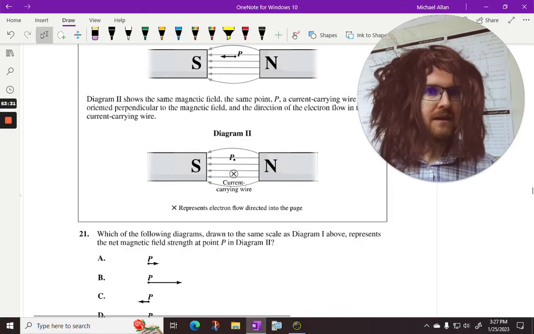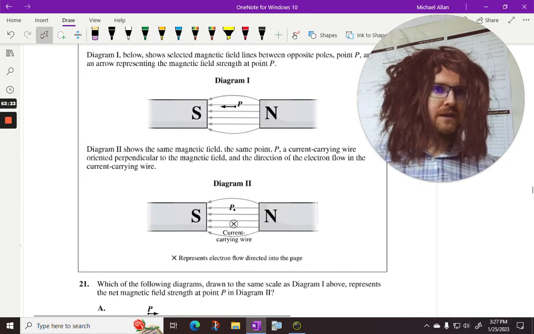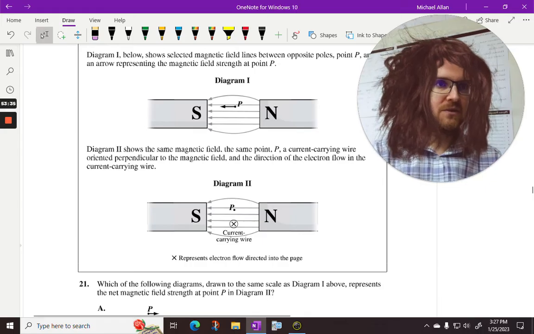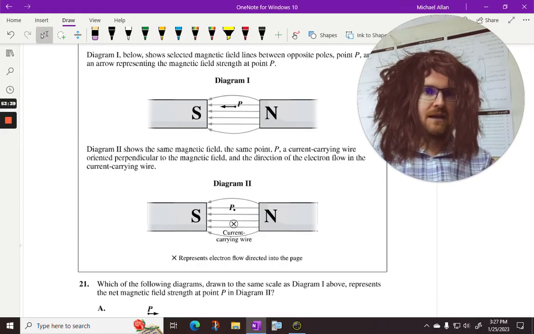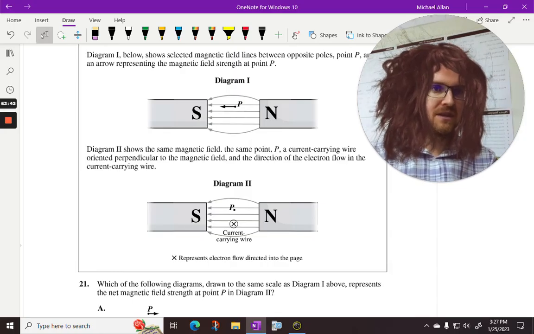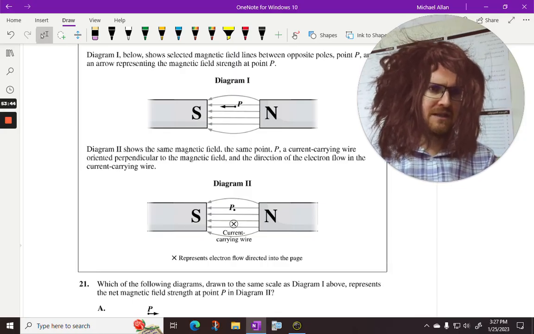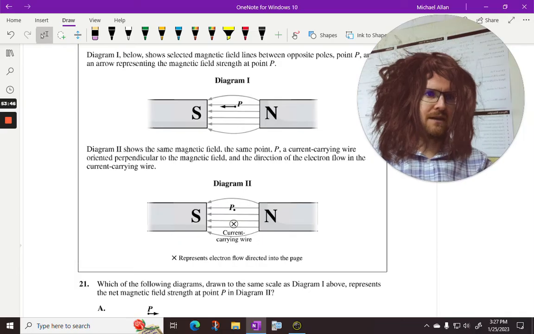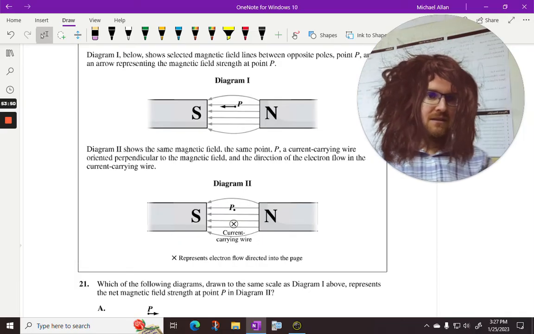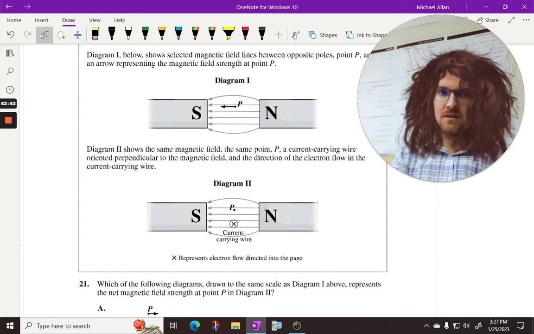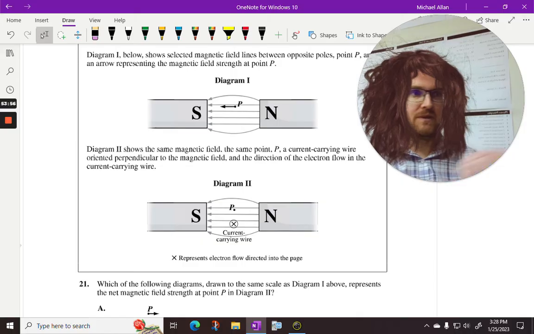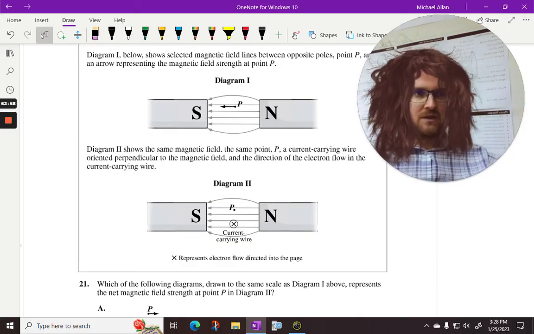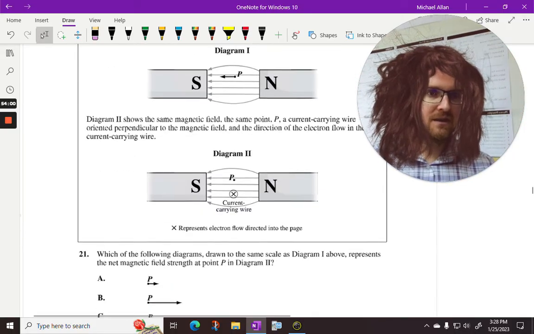All right, so diagram 1 here shows the electric fields between 2 points. So you can see P is just going from north to south there. And then in diagram 2, it's the same electric field. Point P is in the same spot, but now we have a current carrying wire kind of going through there. So remember, vectors add together. So if I can figure out what the vector caused by the current carrying wire is, I can probably figure out how it's going to change. If they're going in the same direction, they get bigger. If they're going in opposite directions, they're going to get smaller.